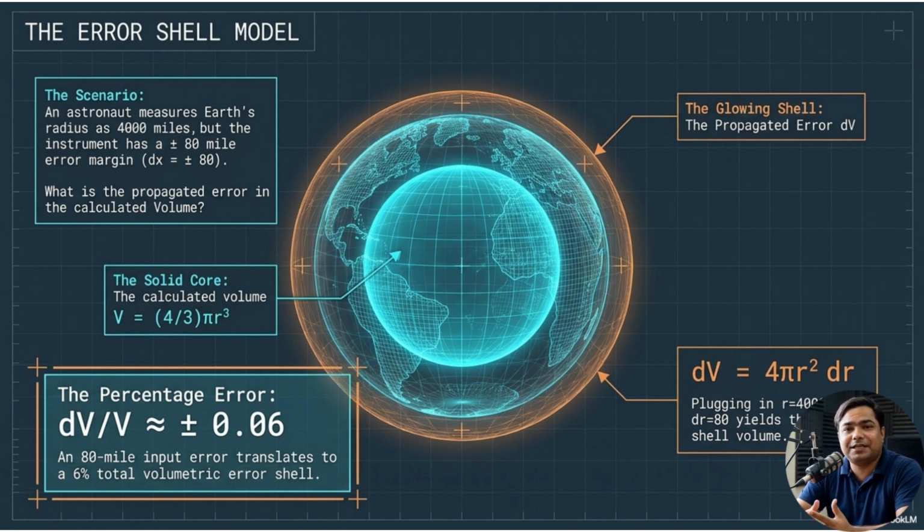The slide describes this as a shell around Earth. The solid core is the calculated volume. The glowing shell is the possible error caused by the radius measurement error. Now, instead of calculating two complete sphere volumes, we approximate the volume error using the derivative. The percentage error is shown as dV divided by V is approximately plus or minus 0.06. That means an 80-mile error in radius produces about a 6% error in the calculated volume. This is a powerful message. Small measurement errors can become large output errors when the formula contains powers such as r cubed.